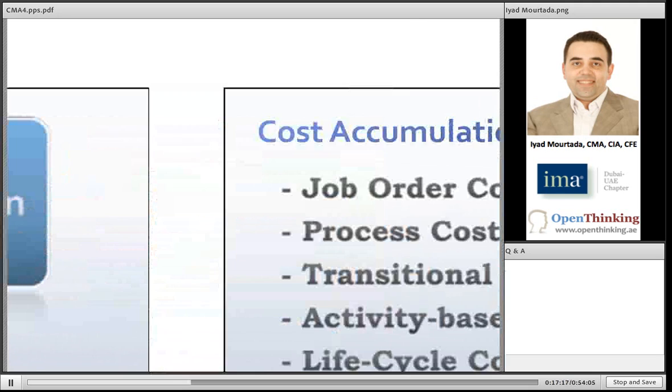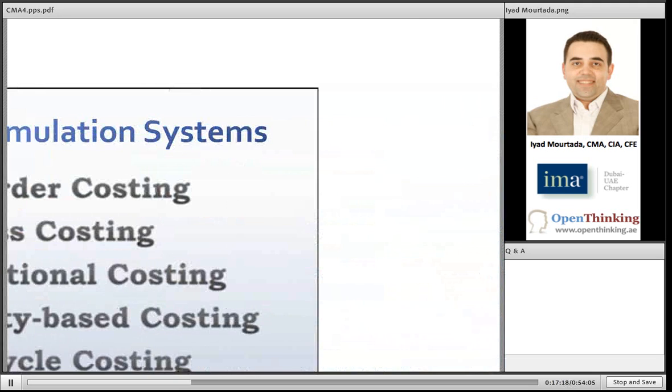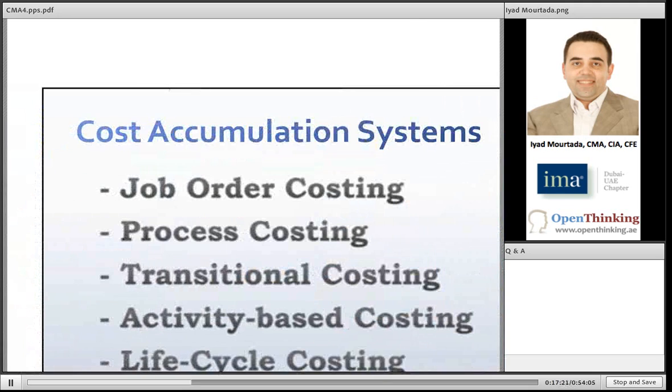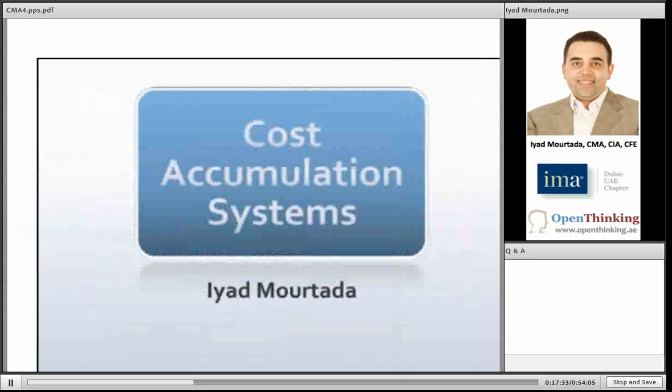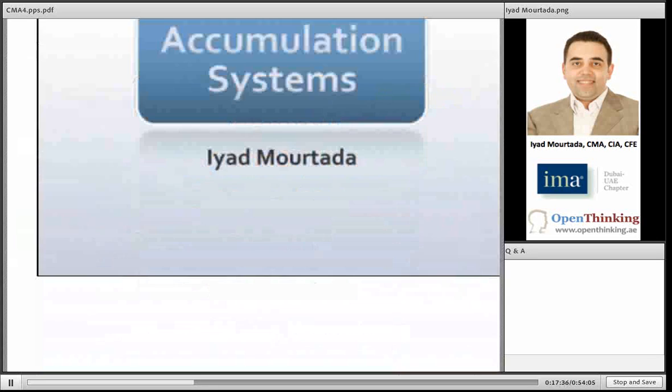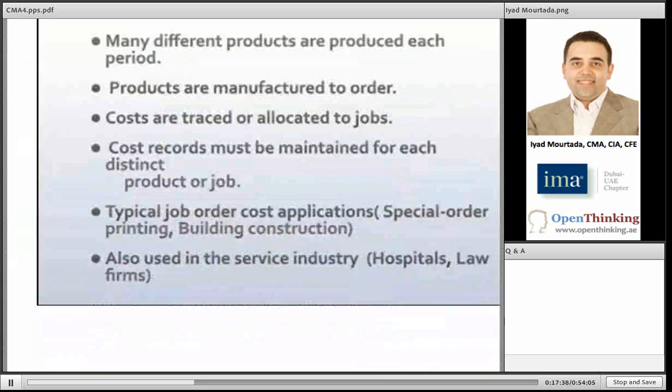Okay. So here, when we are speaking about cost accumulation, these are the topics that we focus on, right? We focus on job order costing, process costing, transactional costing, and activity-based costing. So it's really important for us to quickly cover all these main concepts. I'm just moving out of this presentation.